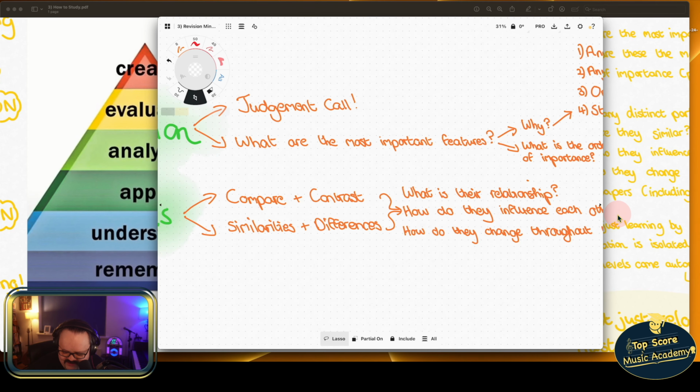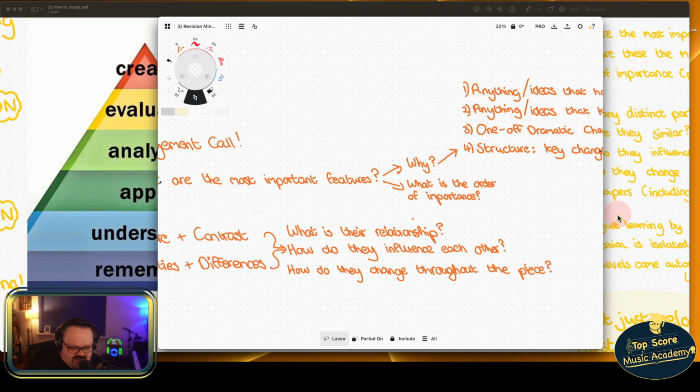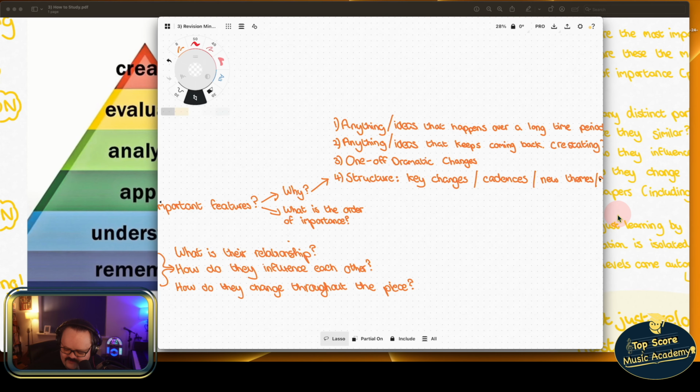Once you have those, the second process should then kick in. Analyze what you've written or what you've studied there. Compare and contrast, find the similarities and differences. What is their relationship? How do they influence each other? How do they change throughout a piece? And if you can keep all of those questions in mind as you're studying your set work, you'll probably find that your revision is a lot more interesting and a lot more effective, because these are the things that you should always start with at the top. And keep it quite general, and then work your way down into the detail.